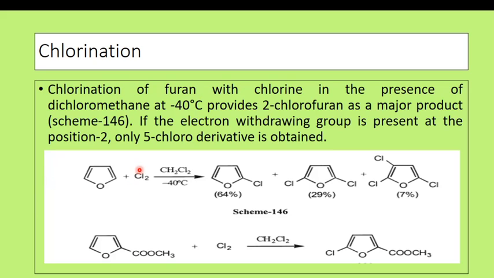So in presence of Cl2 at minus 40 degrees Celsius, chlorine attacks at second position on furan and it gives a mixture of products. So there is a possibility of attack of chlorine at second position as well as fourth position and fifth position, but yield is different. The 2-chlorofuran is produced with high yield, that is 64%. Similarly, if this position is occupied with some substituent or different group, then chlorination takes place at another position.